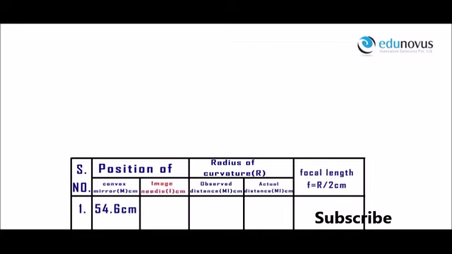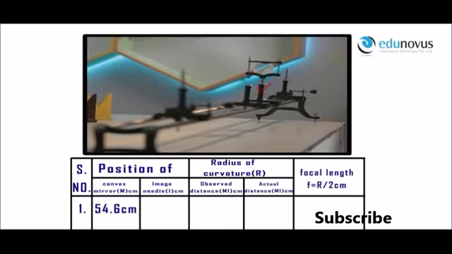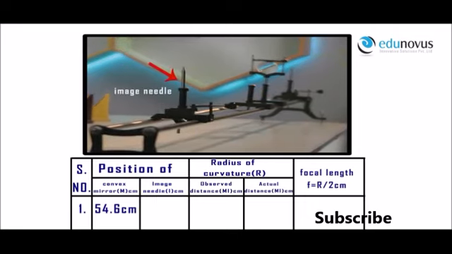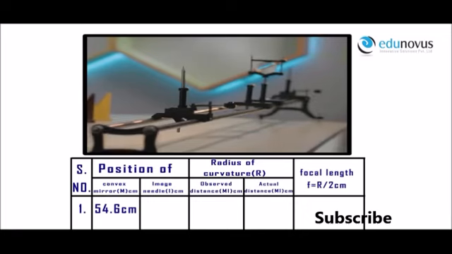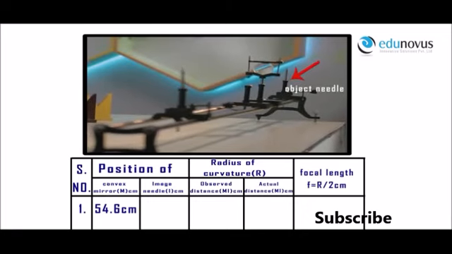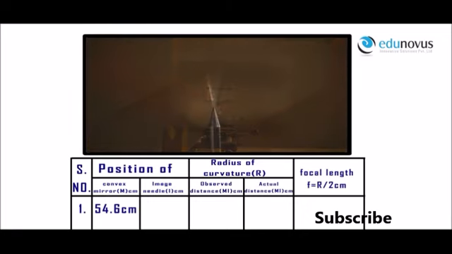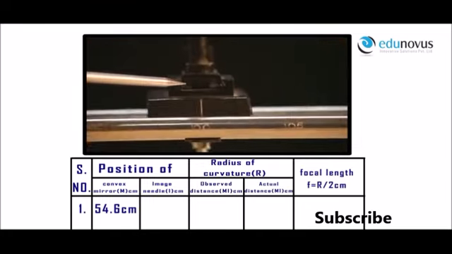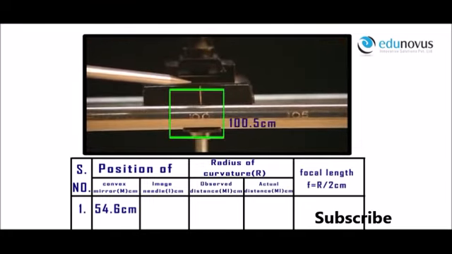Image needle I in centimeters. In the second arrangement, the convex mirror is removed and the image needle is placed on the optical bench. The inverted image of the object needle is formed on the image needle. Then, the image needle was at a position of 100.5 centimeters on the optical bench. Observed distance Mi in centimeters is 100.5 centimeters minus 54.6 centimeters, which is 45.9 centimeters.